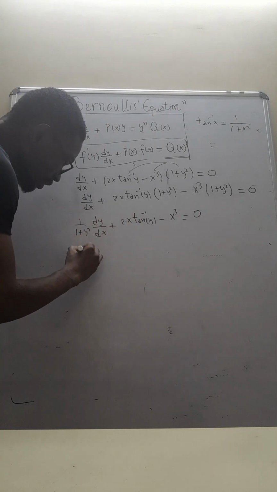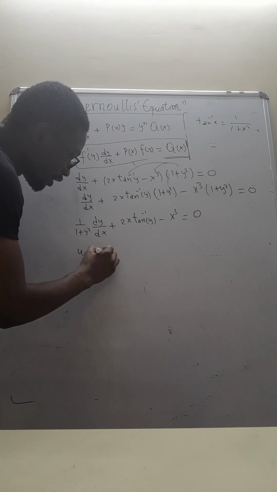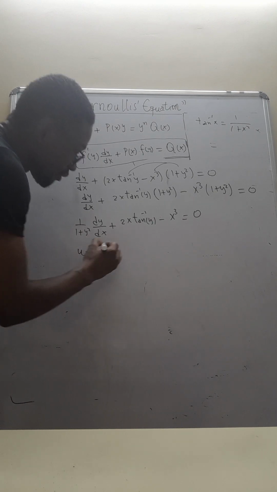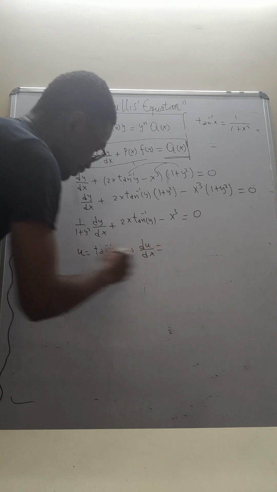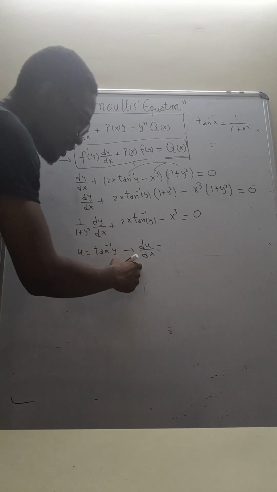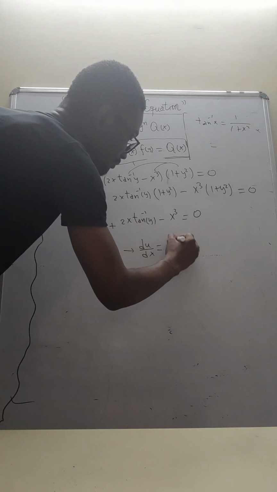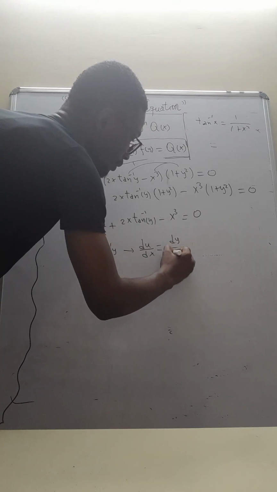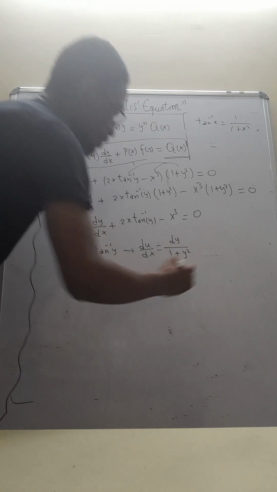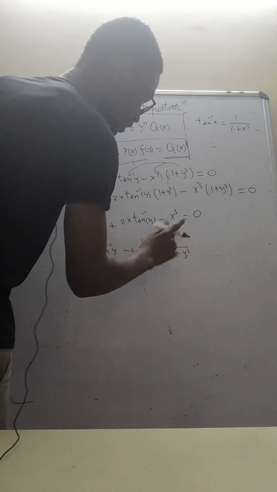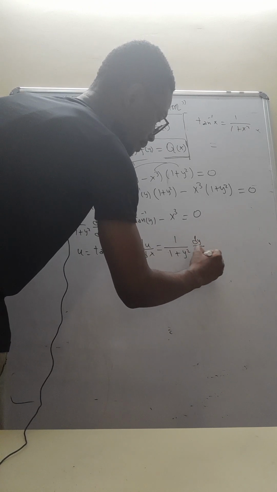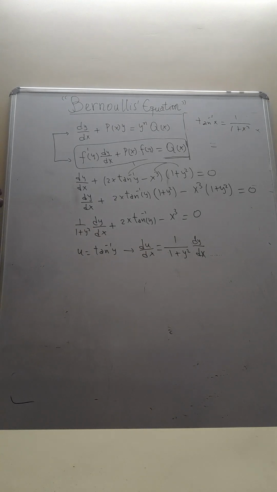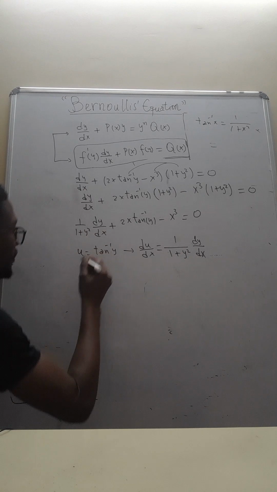So I can say u is equal to tan inverse of y. Then from here du by dx, u is always a function of x, du by dx will be 1 upon 1 plus y squared times dy by dx. Now that it is found, just substitute in this and solve this differential equation.